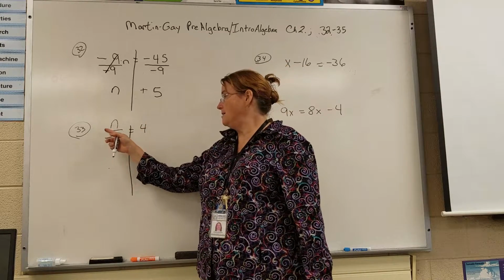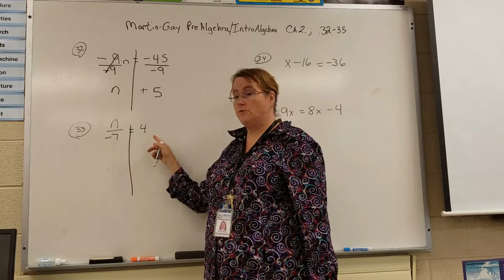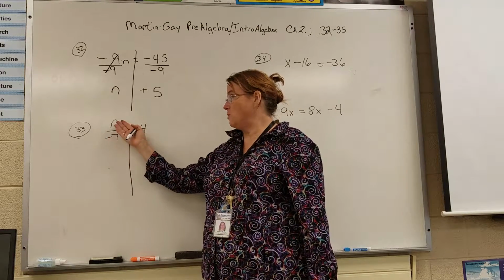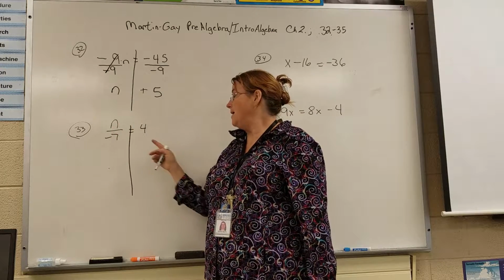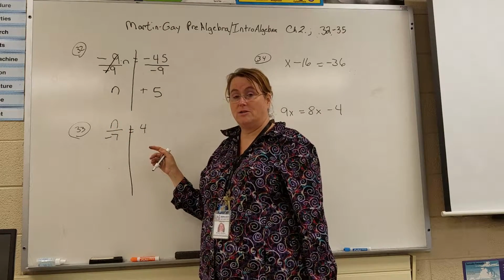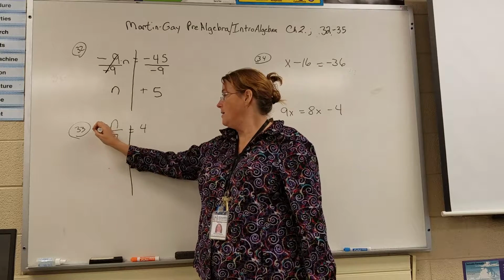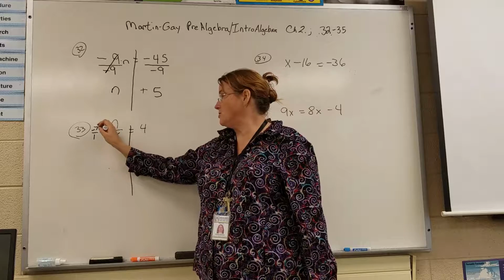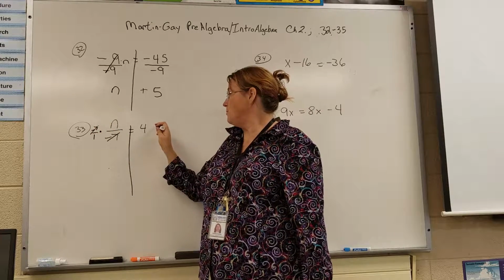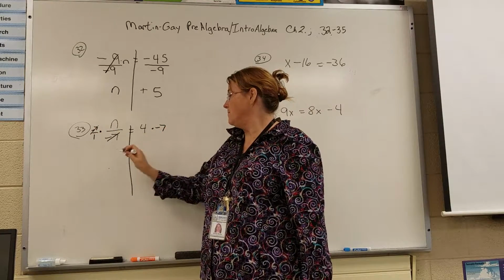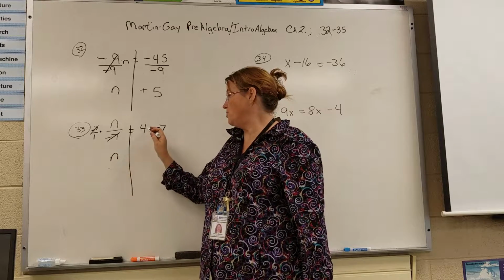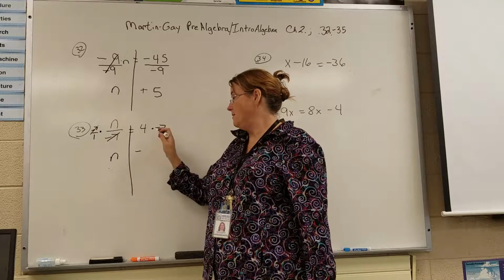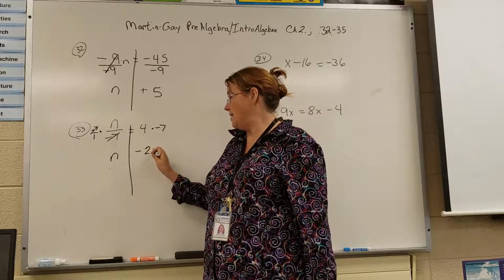Look at question 33. This says n divided by negative 7 equals 4. So again, we want to get rid of the negative 7 because we want to keep the n. It is attached through division, so we're going to multiply. If we multiply this by negative 7 over 1, that's like canceling these two out. And we take this times negative 7. So n is equal to 4 times negative 7. A positive times a negative is a negative. 4 times 7 is 28.